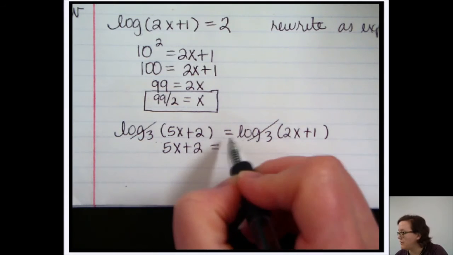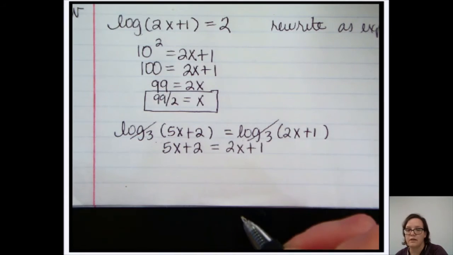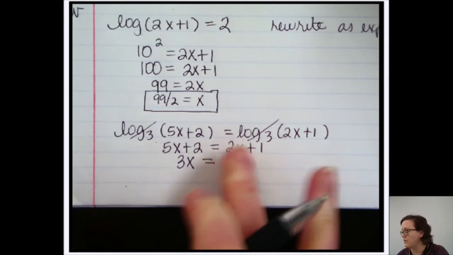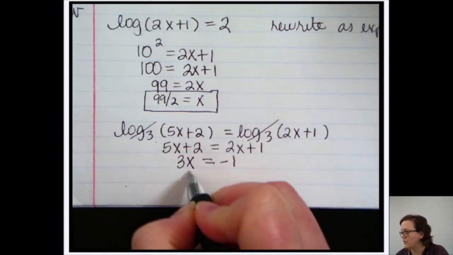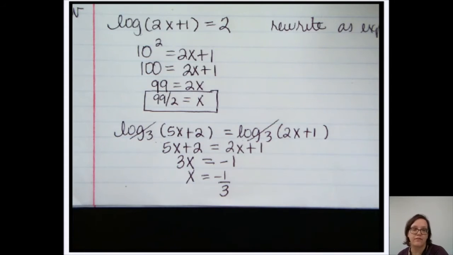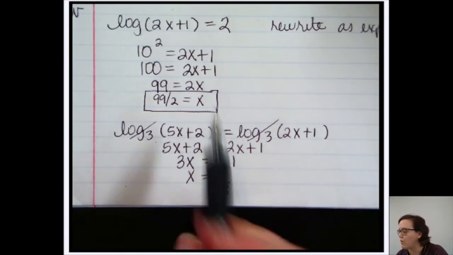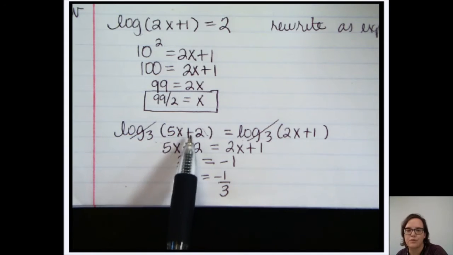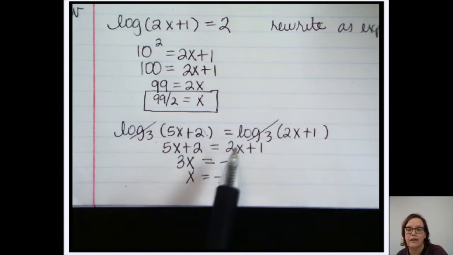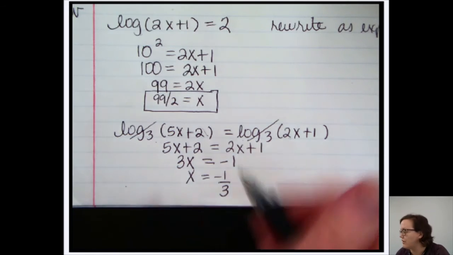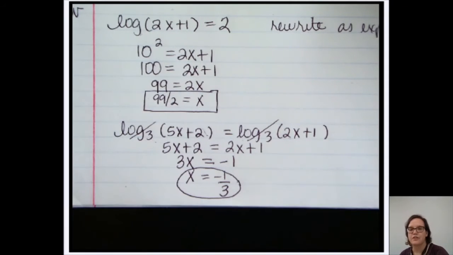So we have 5x plus 2 equals 2x plus 1. And if we get the x's on one side, this would be 3x. And if we get the numbers on one side, this is negative 1. So we get x equals negative 1/3. Do we have to throw a negative number away immediately with logs? No, we plug it back in and see if the quantity is negative. If we take 5 times negative 1/3 and add 2 to it, we're still good. And if we take 2 times negative 1/3, that's only negative 2/3 plus 1, so we're still good. So there's our other scenario.